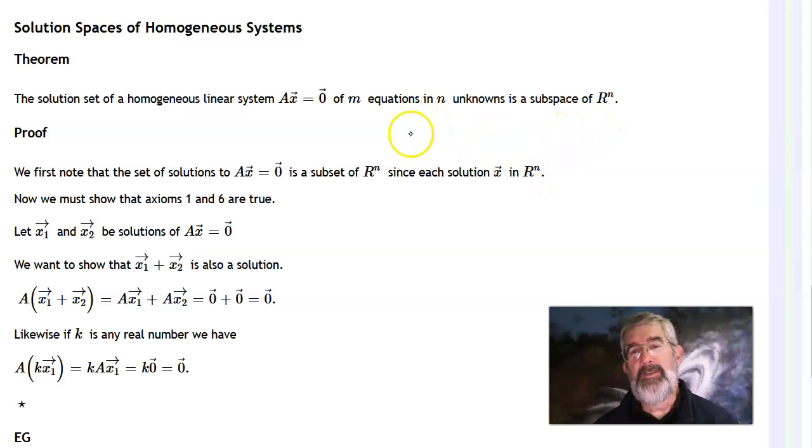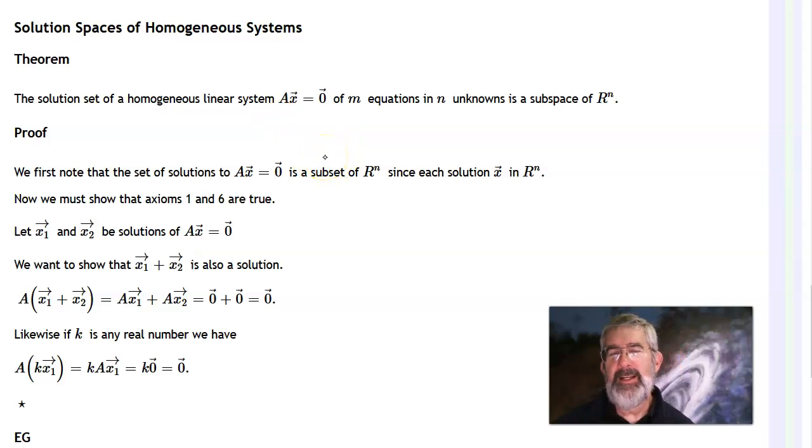What we've seen already is how to describe solution sets of linear systems, and you may have noticed in some of my previous videos that I have trouble saying solution set. I want to say solution space, because I just know from my own learning that the solution set of a homogeneous system actually is a subspace. Okay, so here's the proof.